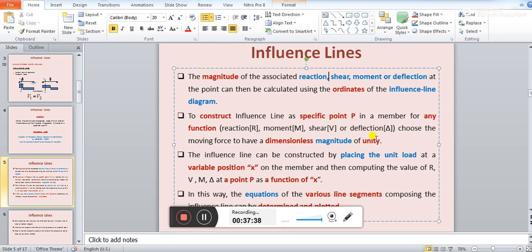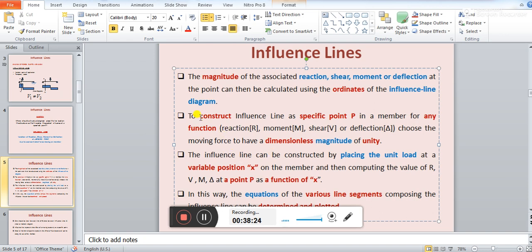And from those different influence line diagrams, from the ordinate of the influence line diagram, you should be able to find out, at a particular point, because of the position of the load at different points, what will be the value of shear force, bending moment, deflection, reaction, etc.